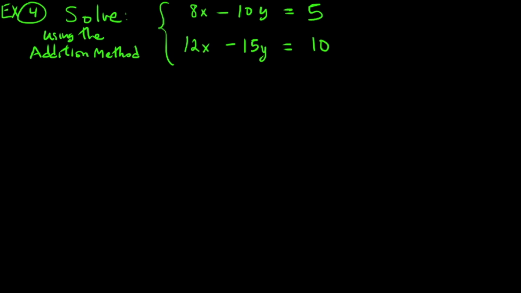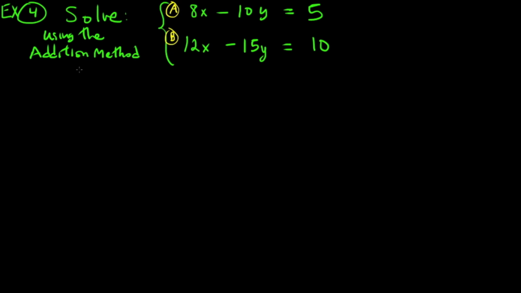Okay, so here's our next example. Solve using the method of addition. The 2 equations are, so equation A, if you will, 8x minus 10y equals 5. And equation B, if you will, 12x minus 15y equals 10. Okay, so again, good time to pause the video, work this out, see what you get.